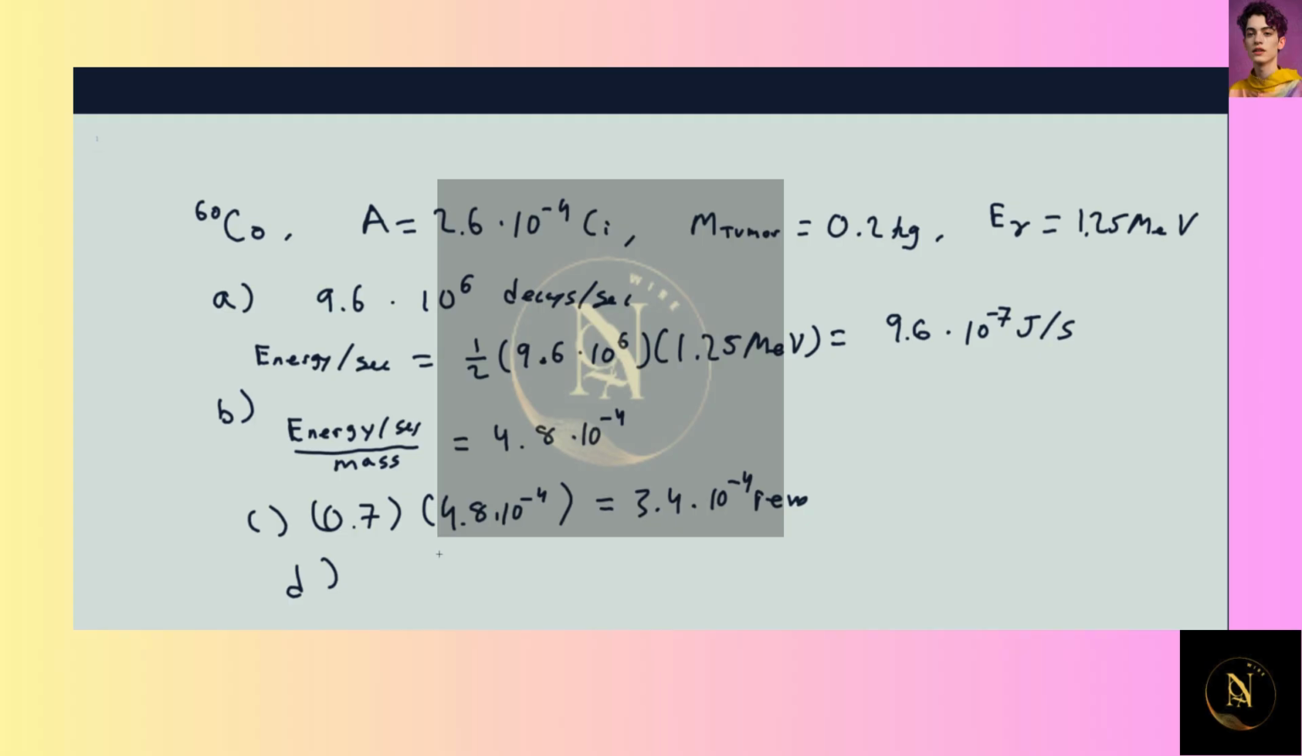Lastly, we're asked what exposure time is required for an equivalent dose of 200 rem. So if we want a dose of 200, and we have effectively 3.4 times 10 to the minus 4 rem per second, we simply divide the two to find that it would take about 6.9 days to receive this dose. And those are our answers.